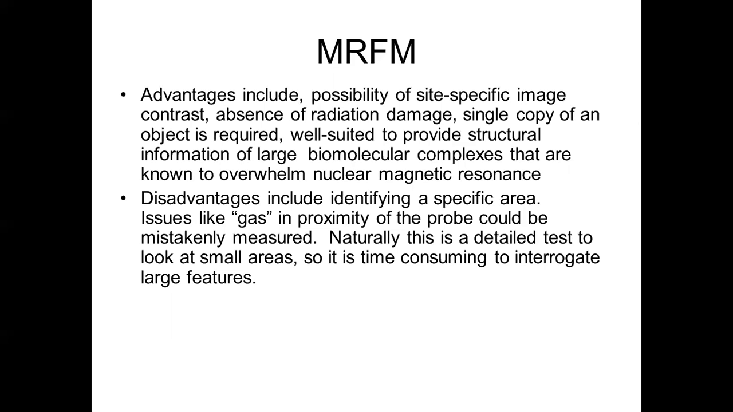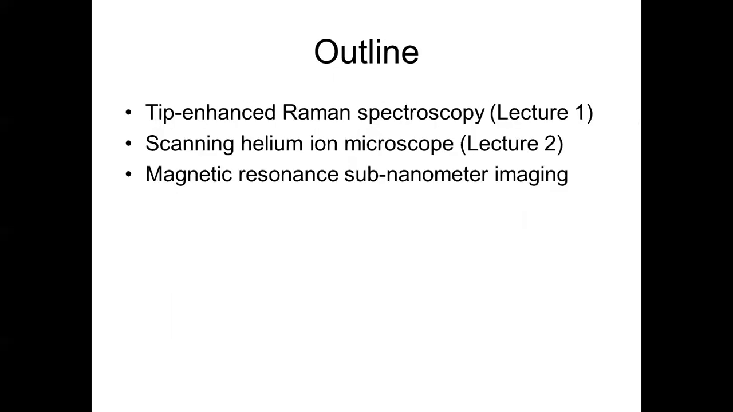These also can include gas in proximity of the probe, so that's why they would like to use this in a vacuum system. Naturally, this is a detailed test to look at small areas, so it is very time consuming to interrogate large surfaces. So that was a brief look at our three different characterization tools that we took a look at in this class.